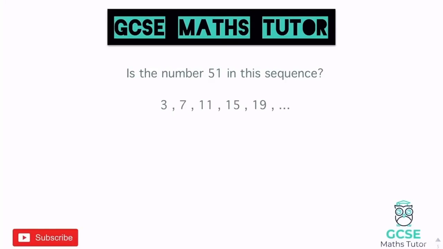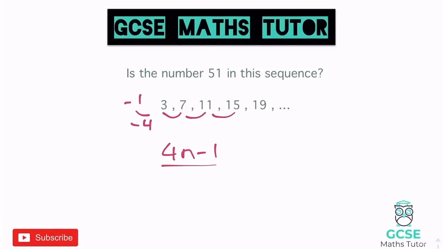Okay, so this question says, is the number 51 in this sequence? Again, we could keep writing and see if 51 appears, but we can actually just use the nth term to figure out a question like this. Is the number 51 in the sequence? So if we find the nth term, it goes up in 4s, so it's 4n, and then back 4 again gets us -1, so 4n minus 1. Now there's our nth term.